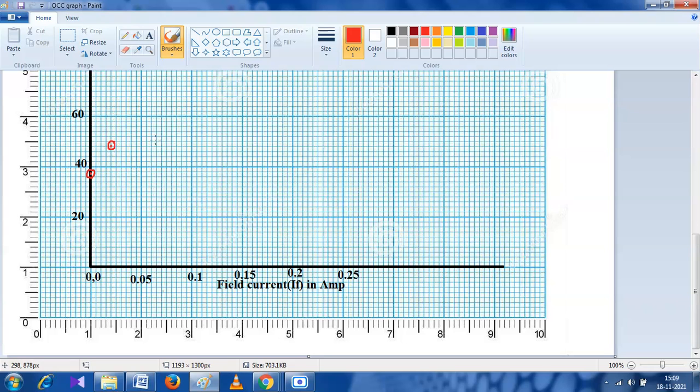The next one is 0.04. And what is the value of y-axis at that point? 56. ये होना चाहिए.